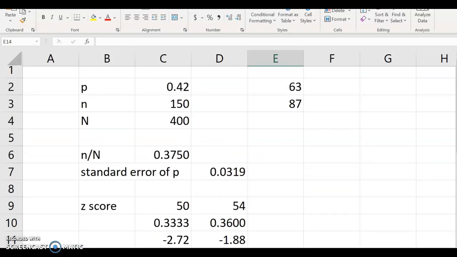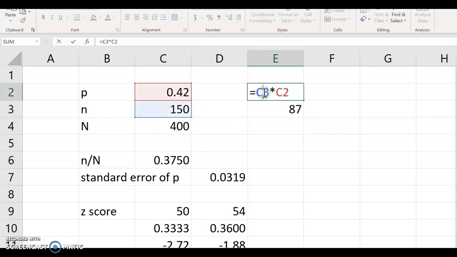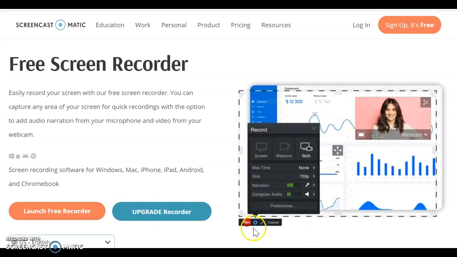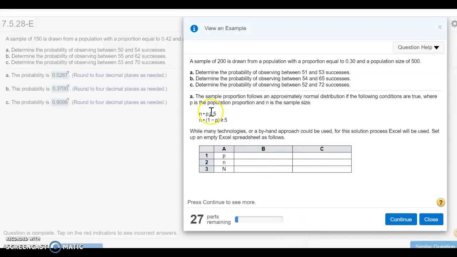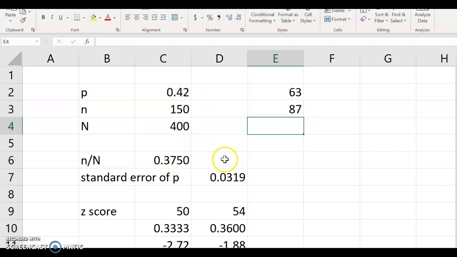So I'm going to scroll back up to the top. The first thing we want to do is fill my information out that was given. P is 0.42, the sample is 150, and the population is 400. So let's check to see if we can use the normal distribution. You're going to do n times p, and it's greater than 5. And I believe it shows you this part. So you're just checking this, and then you're going to do n times 1 minus p, and that is greater than 5. So we can use the normal distribution.